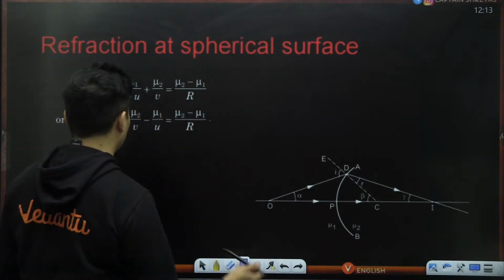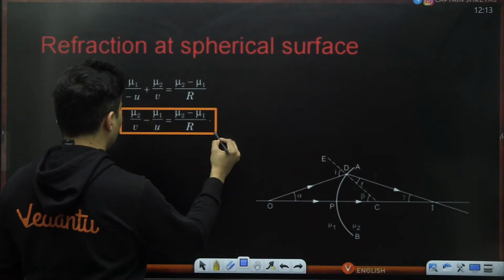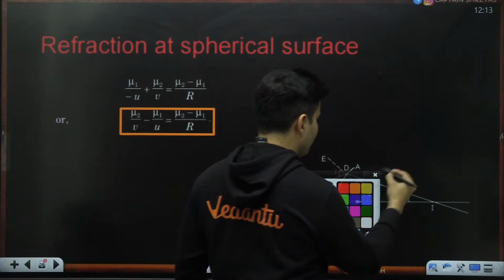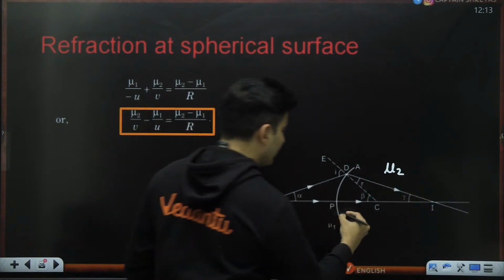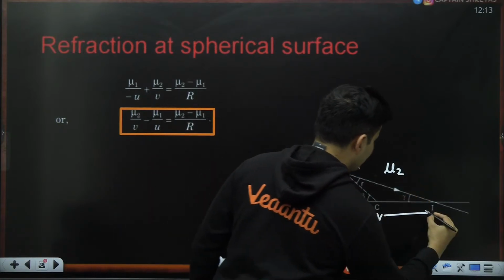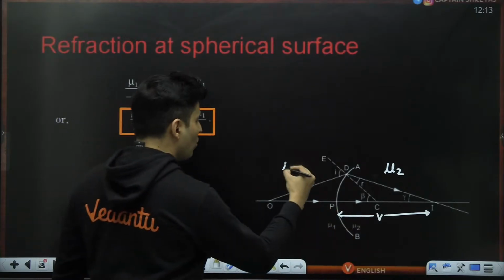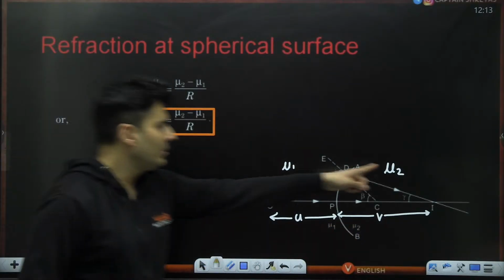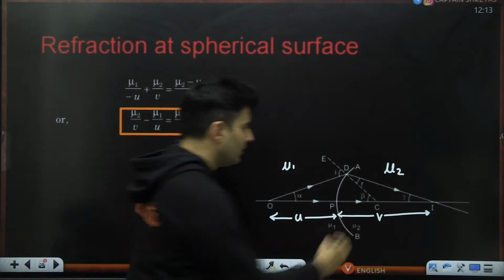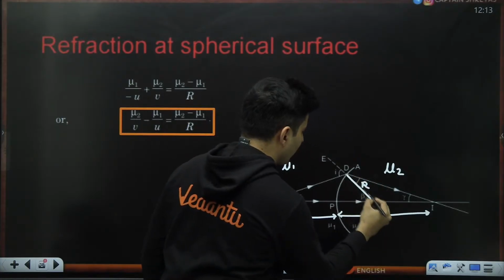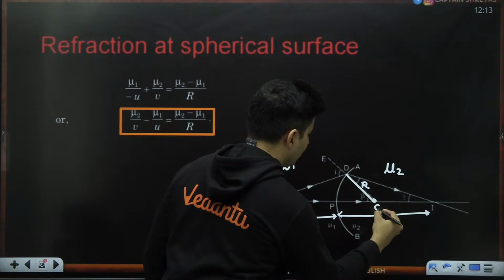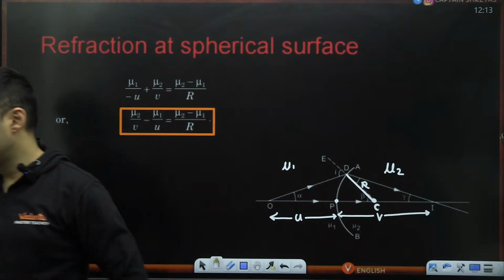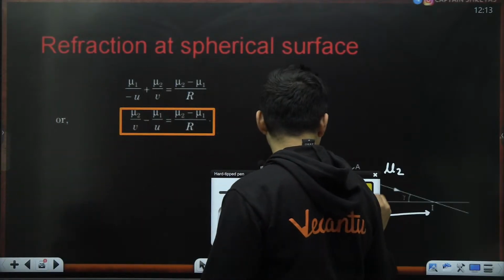The formula goes as follows. mu2 by v, second refractive index. So this is mu2, guys. This is mu2 by image distance, minus mu1, the first refractive index, by object distance, is mu2 minus mu1 divided by the radius of curvature. Remember, this is the center of curvature. This was your pole. Is that okay? Please remember this formula.